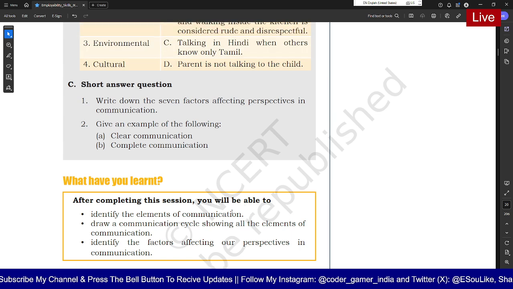So now let's see what we have learned. After completing this session, we will be able to understand and identify the elements of communication, draw the communication styles showing all the elements of communication, and identify the factors affecting our perspective in communication.